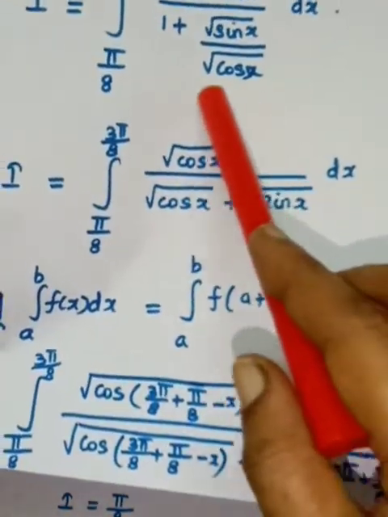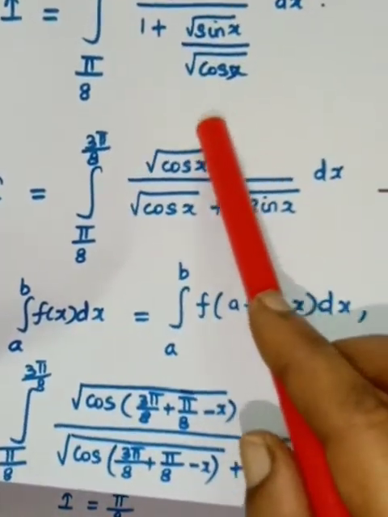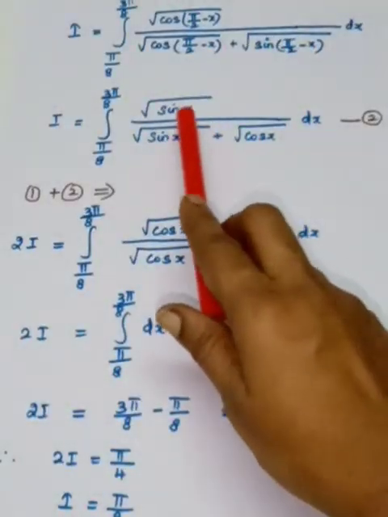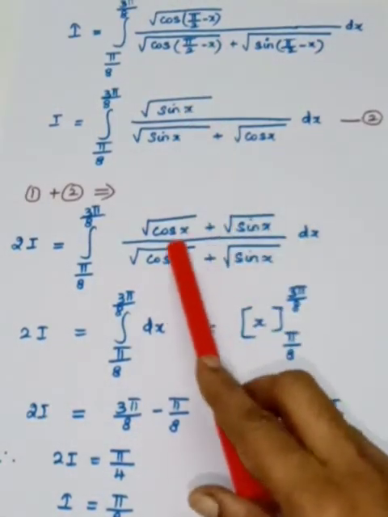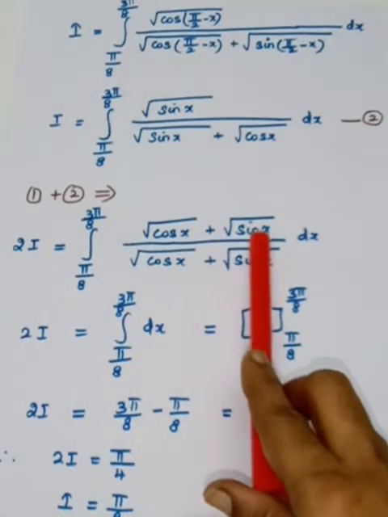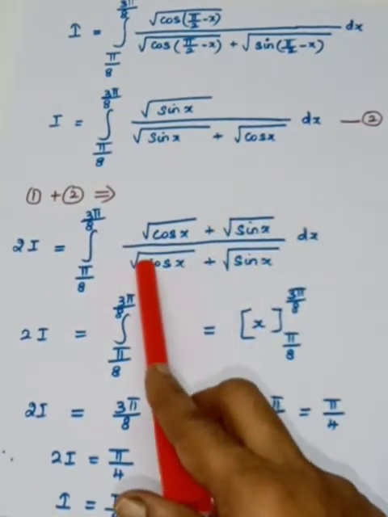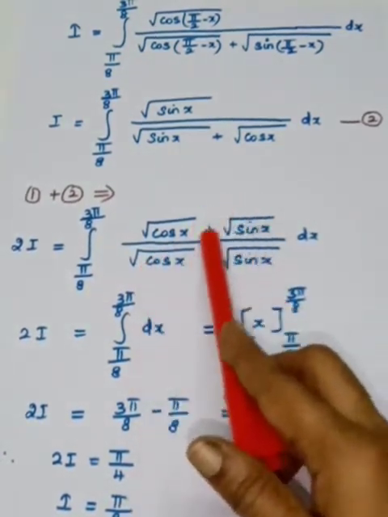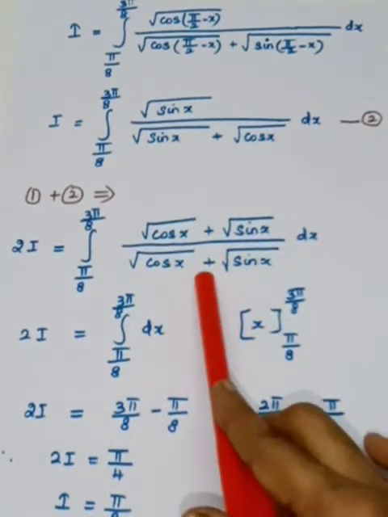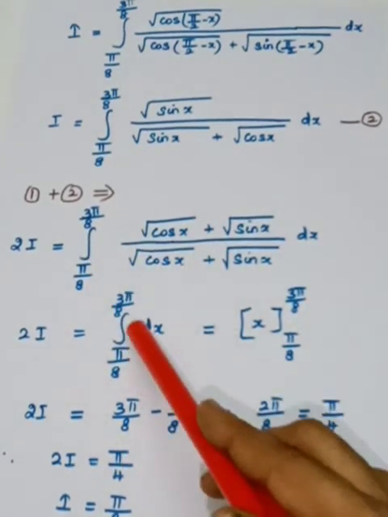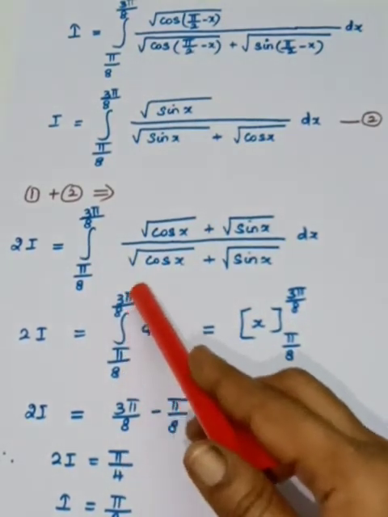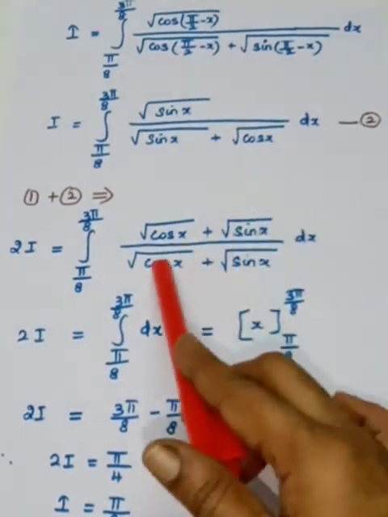What do you have to do? You have to add the numerator of 1. What is the numerator? Square root of cos x. And what is the numerator of 2? It is a square root of sin x. So square root of cos x plus square root of sin x. So both getting cancelled. They are same. So what is remaining? Integral pi by 8 to 3 pi by 8 into dx.